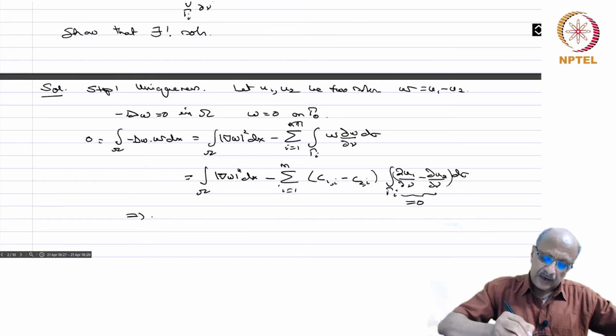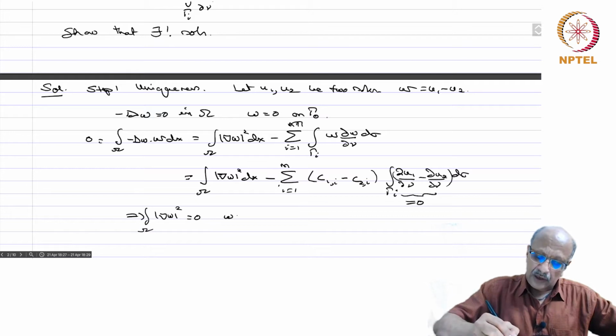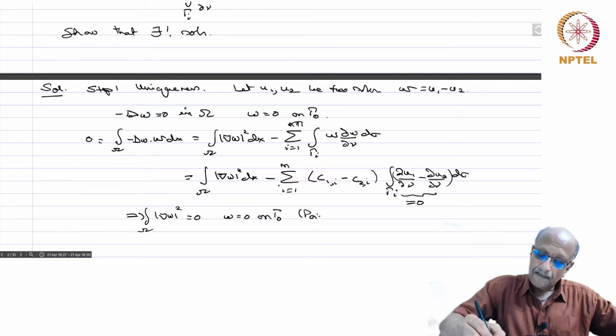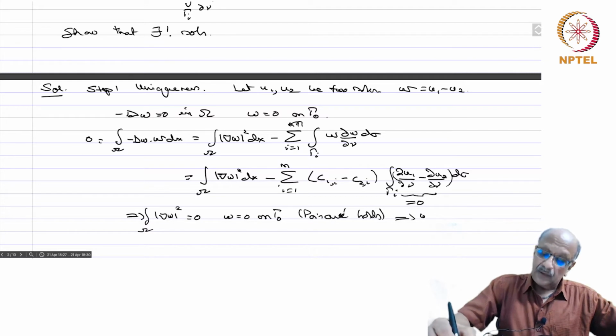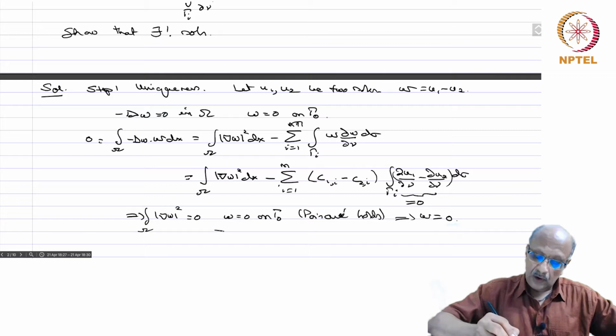So this means that grad w equals 0 and w equals 0 on gamma naught. So Poincare holds, which implies that w is equal to 0. Okay. So you have u1 equal to u2.